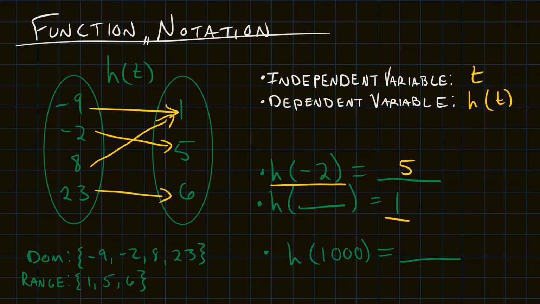So here we're looking at h of t is equal to 1. But in this case, I wanted to point out that there's actually more than one solution here. There are two t values that give our h of t value of 1. So in this case, we would actually have to write t is equal to both -9 and 8. Again, let's look for something that's not in our function: h of 1,000. Here we would look for our domain value of 1,000, nowhere to be found. So this is undefined in our function h of t.